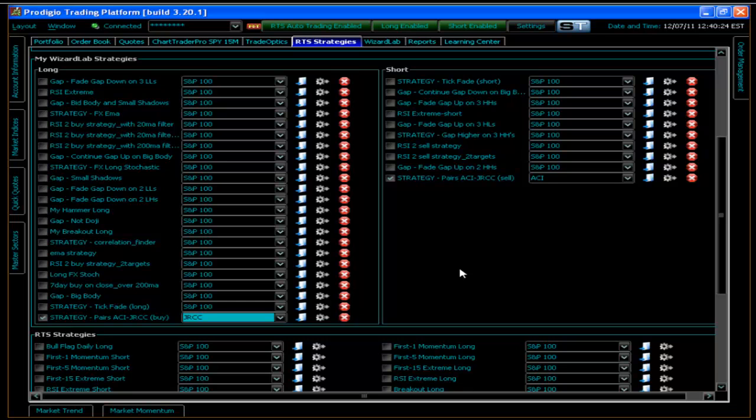In pairs, there's a number of ways to do it, but the most common way is always to be dollar neutral. So in the examples that we use in the newsletter, it's always $5,000 of one stock, $5,000 of the other stock. Okay, so how do you do that so it sets the size for you automatically? Very simply, click the button in the top of Prodigio that says Settings.